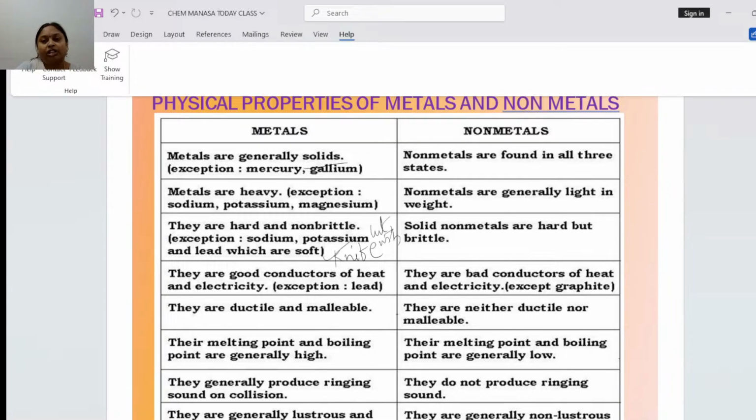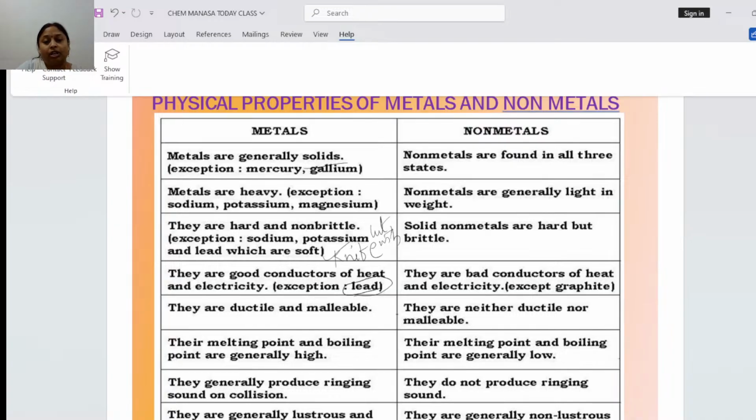Solids are the non-metals. These are hard in nature and brittle in nature. So here we are able to break them. And next, when it comes to the metals, these are good conductors of heat and electricity. Why? Here the exceptional properties are there. We have to focus on those only. Based on those, we will get the MCQs.